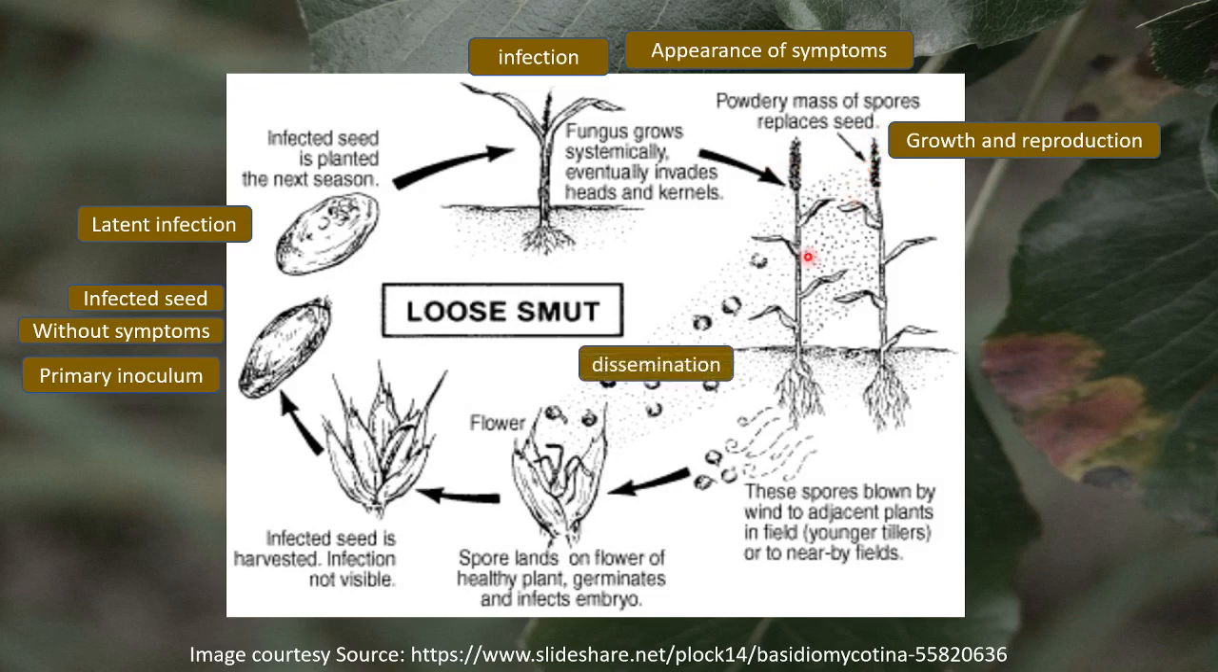Now after spores are produced, they will spread by the wind to another new flower, a new plant, and disseminate, right? So it will reach a new plant, where it will infect the embryo and get infested into the seed. Now this seed will be harvested for the next season, and like this the infection will continue. So this is about how the disease cycle goes in loose smut of wheat.